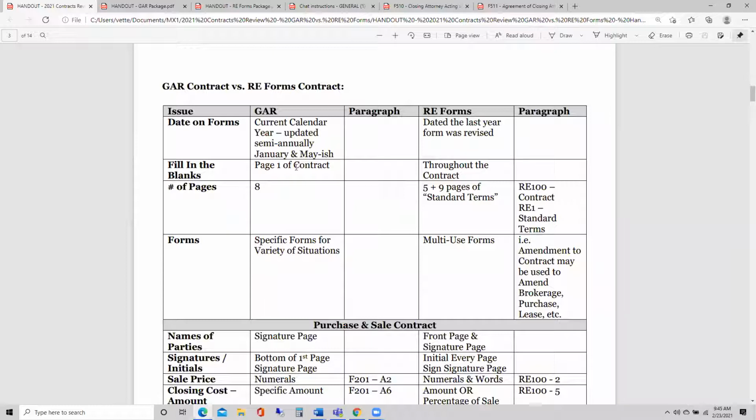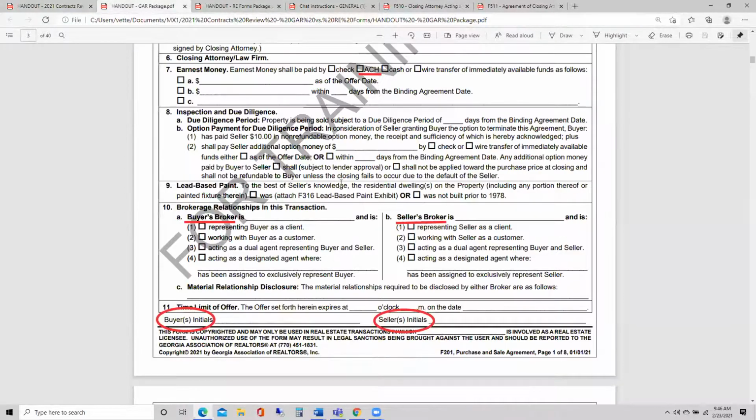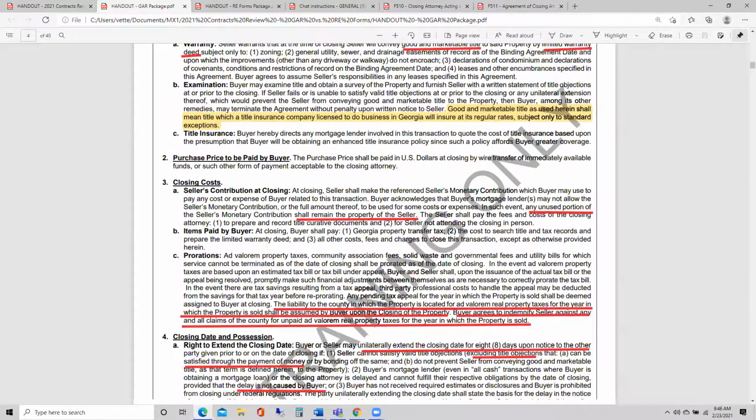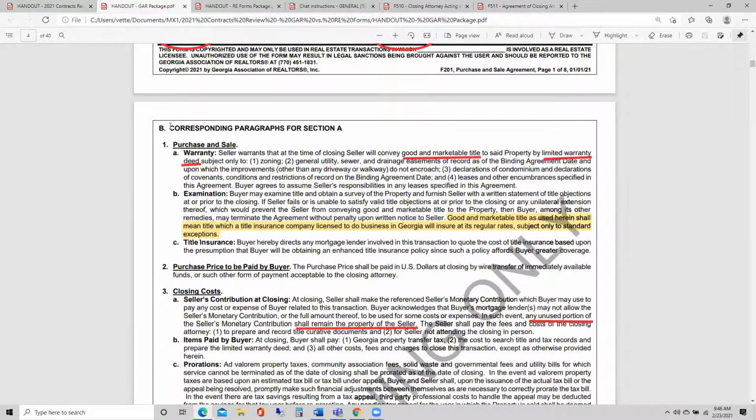Number of pages. GAR currently, the purchase and sale agreement is a total of 8 pages. The RE forms, now this is something very interesting that they do. It is really 10, 11, 12, 13, 14 pages. The RE forms has a contract, which is RE 100, and RE1, which are standard terms. So let me show you that just for a minute. Well, here's GAR. All the fill in the terms on the front page, it's 8 pages, and then all the legalese is in what they call the corresponding paragraphs for Section A.